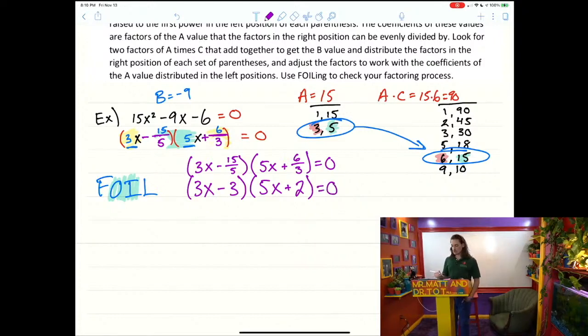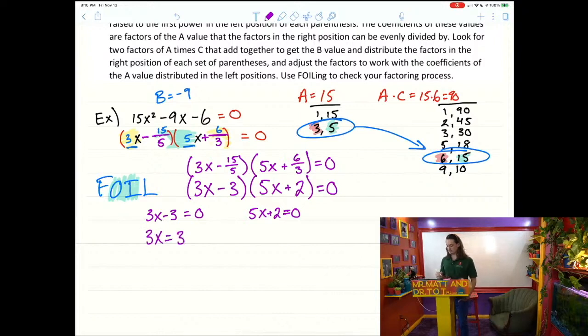If I asked you to solve, we could use the principle of zero products to set each of these expressions, each of these binomials, I should say, set equal to 0, and then solve for the missing variable. So here we would add 3 to both sides and get 3x is equal to 3, so x is equal to positive 1. We could subtract 2 in the second equation to get 5x is equal to negative 2, and then divide by 5 to find that x is equal to negative 2/5.